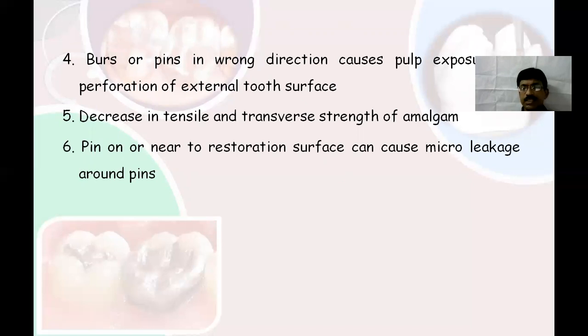And the fifth disadvantage is that it can cause a decrease in the tensile and transverse strength of amalgam, because the pins can decrease the tensile and transverse strength of the amalgam restorations. And number 6, when we are using pins on or near the restoration surface, it can cause microleakage around the pins. That is another disadvantage of complex amalgam restorations.